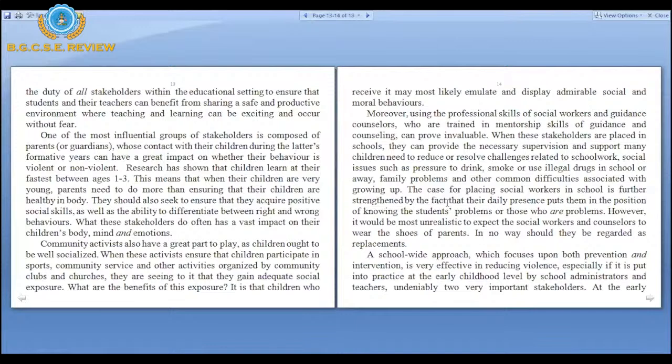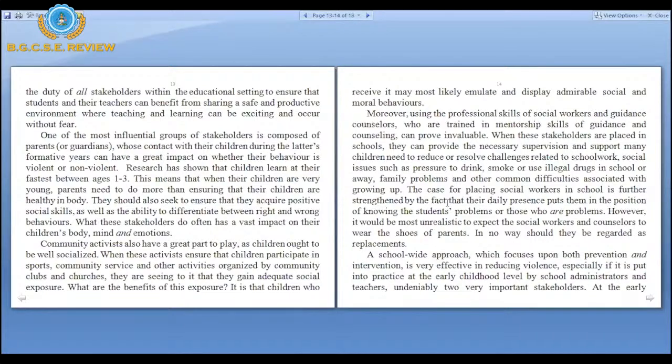Moreover, using the professional skills of social workers and guidance counselors who are trained in mentorship skills of guidance and counseling can prove invaluable. When these stakeholders are placed in schools, they can provide the necessary supervision and support many children need to reduce or resolve challenges related to schoolwork or social issues such as pressure to drink, smoke, or use illegal drugs in school or away, family problems, and other common difficulties associated with growing up.